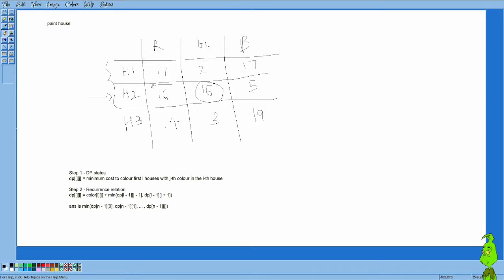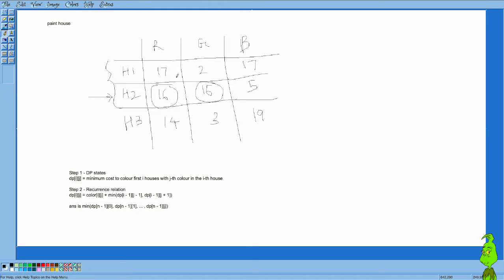Or let's say I'm asking, what can be the color of this? The color of this can be red, like I'm saying the DPI1. So we are picking red for this, and then what we're saying is that the previous row cannot have red. It can have either green or blue or whatever other color is there. So in here you will actually have the minimum of all these DPI minus 1j.